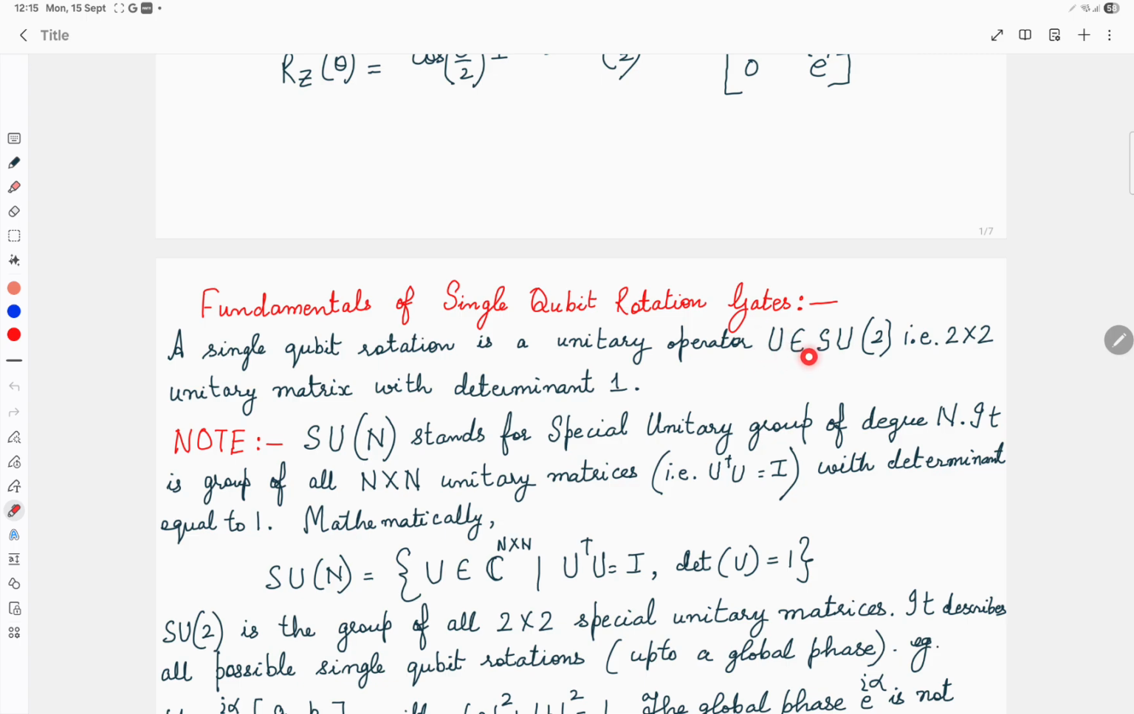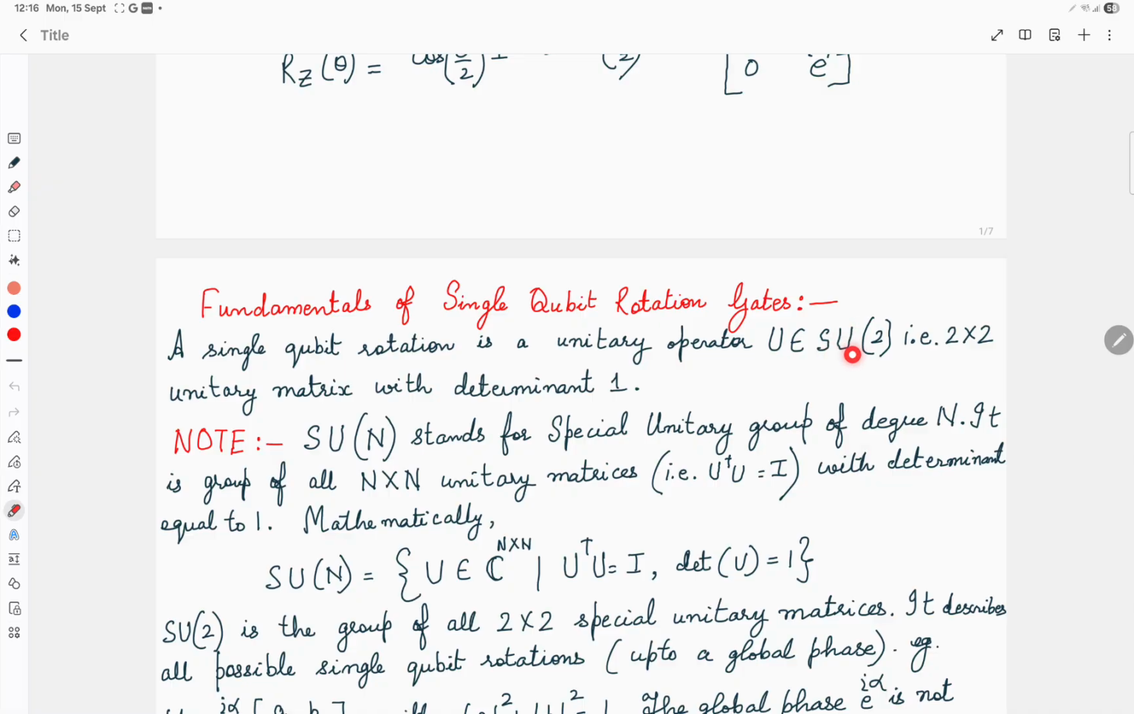Now it will belong to a special unitary group. This is important. We need to understand these facts because the degrees of freedom for the rotation gates will change with the special unitary group. We will see how. So this rotation gate is a unitary operator U that will belong to a special unitary group. That means matrices. So what is this group?